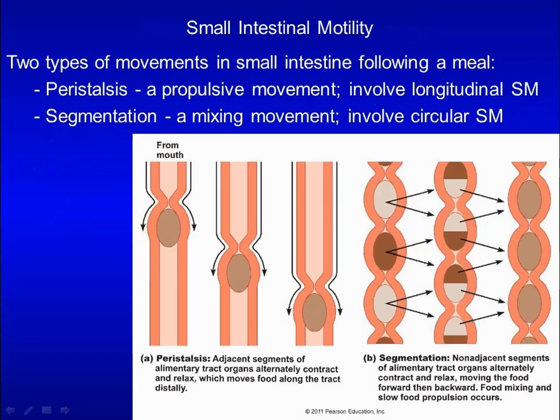There are 2 types of movements. One is peristalsis and the other one is segmentation. Peristalsis in small intestine is very similar to the one in pharynx, esophagus, and stomach. It involves longitudinal smooth muscle. Segmentation is a mixing movement that I have described to you in the previous lecture. It involves circular smooth muscle.